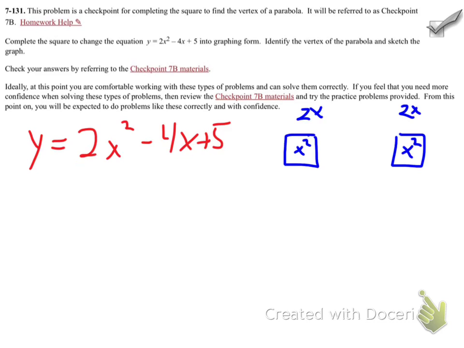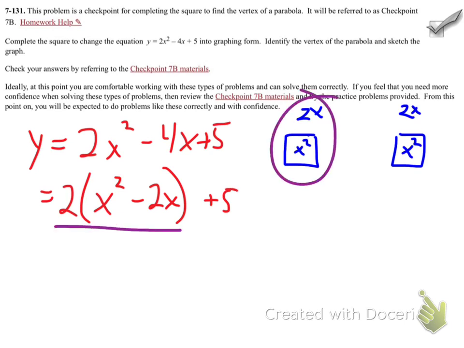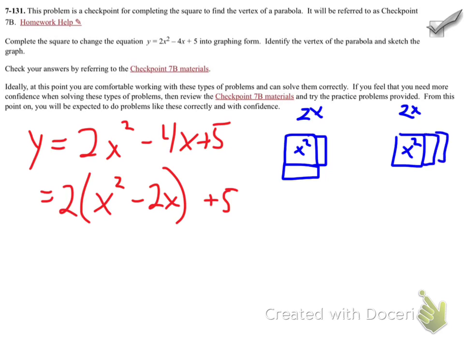So algebraically, what this looks like is I would have my 2, and I'm factoring out a 2 from just these first 2 terms, not from the 5. So now you can see I have 2 sets of an x squared and 2 x's. My next step is to take these 2 x's and put one on each side. I can't put them both on one side because that would not make a square. So I need to put one on each side.